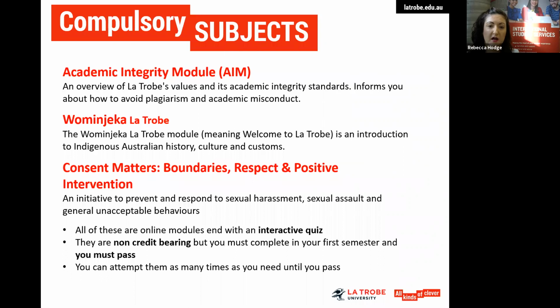So those modules are the Academic Integrity module, and it provides an overview of La Trobe's values and its academic integrity standards. It informs you how to avoid plagiarism and academic misconduct. The second one is Wominjeka La Trobe, and the Wominjeka La Trobe module, which means Welcome to La Trobe, is an introduction to the Indigenous Australian history, culture and customs. The third module is Consent Matters, Boundaries, Respect and Positive Intervention, and this is an initiative to prevent and respond to sexual harassment, sexual assault and generally unacceptable behaviours.